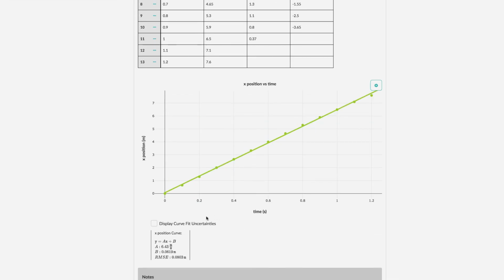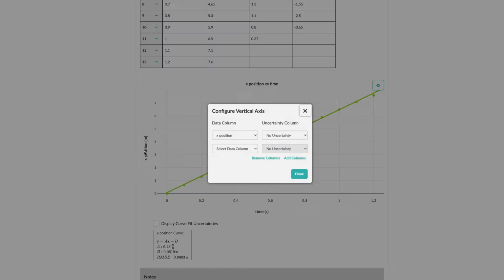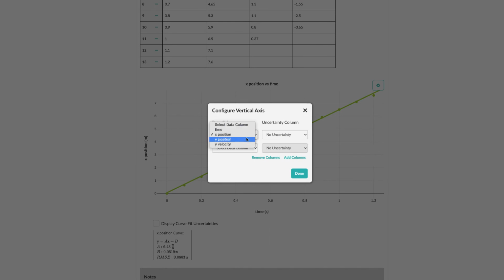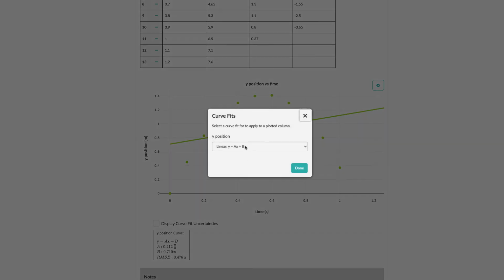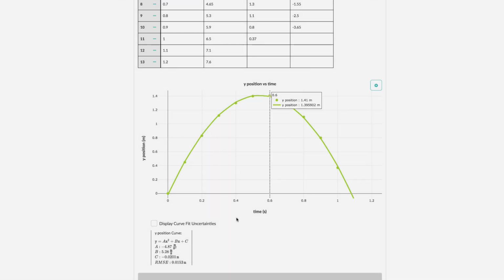Now, the next thing you had to do is you had to look at the y position. Remember, on a position graph, if it's accelerating, it will have a parabolic shape. When I look at those data points, they do not go through that line at all. They look like a parabola to me. Now, I'm going to do a curve fit. I'm going to do a quadratic. And that's a super good fit. It's 0.01 RMSE, so it's a really good fit. All the points are there.